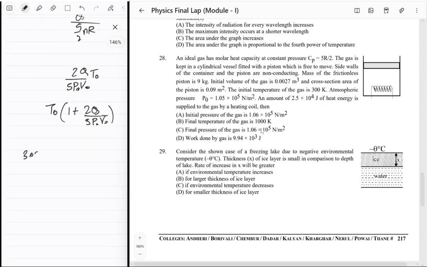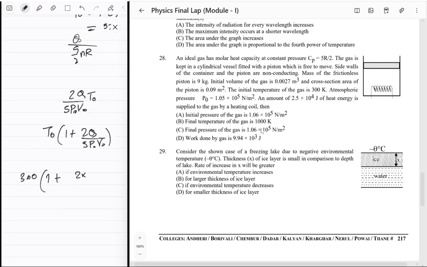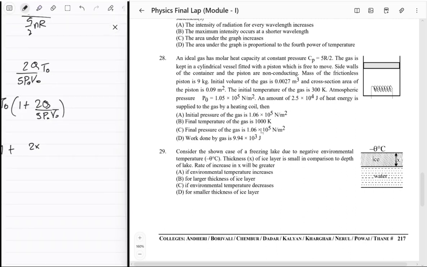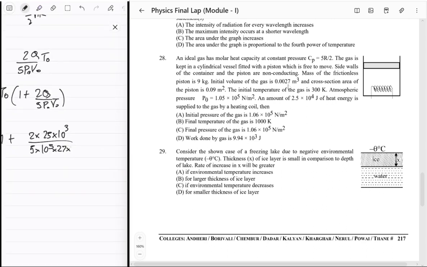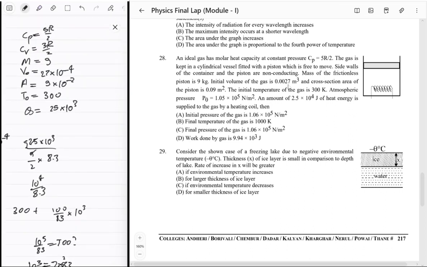T naught is just 300. 1 plus 2 times Q. Q is 25 times 10 power 3, right? Yeah. Upon 5 P naught. Right, it's approximately 10 power 5, right? Because अपन ने जो निकाला, it's, yeah. Okay, and that times V naught. So volume is this thing, 27 times 10 power 4. Right? अबे -4 होगा ना, sorry. -4. Right. That's the thing. That's what we did, of course.